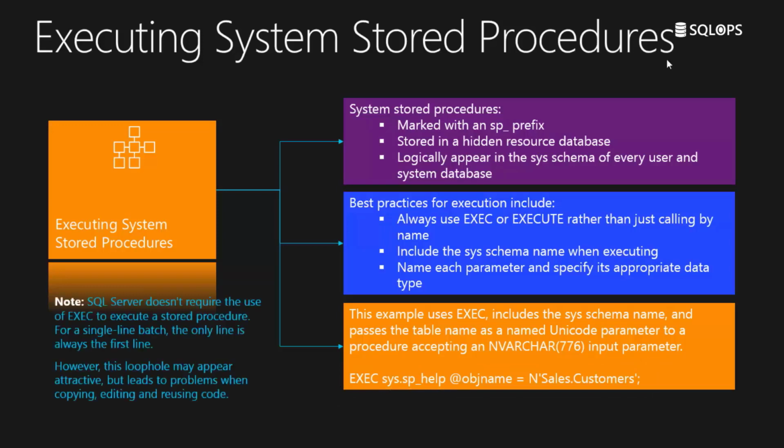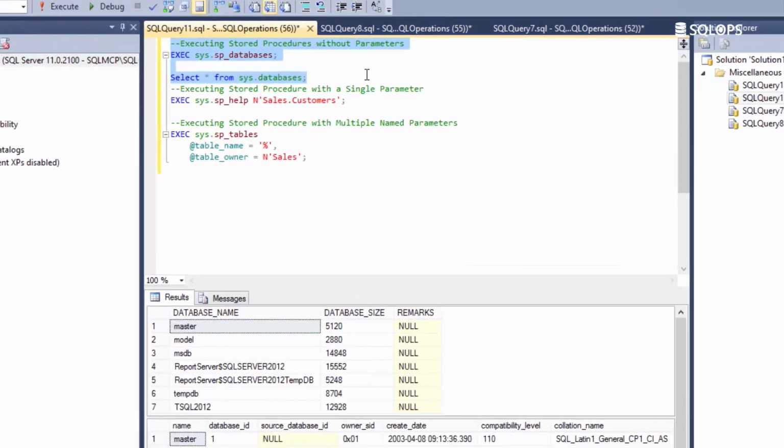Microsoft SQL Server doesn't require the use of execute or exec to execute a stored procedure. For a single line batch, the only line is always the first line, hence without using the execute command, you can execute a stored procedure. But, for example, if you have two stored procedures that you are executing in a batch, and if you are not using the execute command to invoke the stored procedures, SQL Server will throw an error. Let's look at some examples.